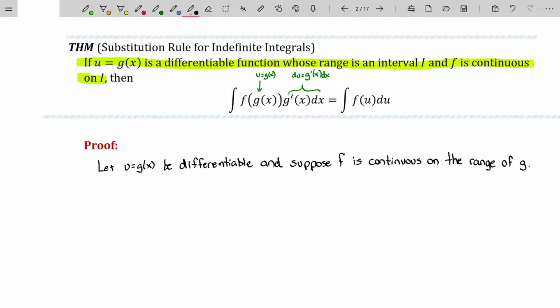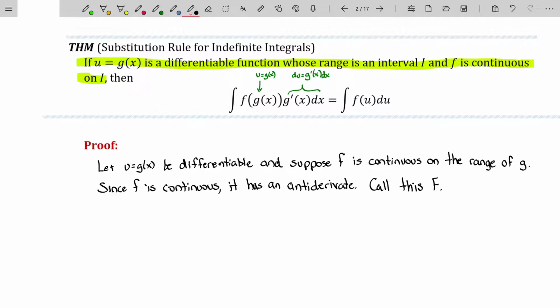And since I have the ability to pause the video and write things out, I just went ahead and wrote down our assumptions. We're going to let u equal g of x be a differentiable function, and we're going to suppose that f is continuous on the range of g. Well, since f is continuous, we can actually state that it has an antiderivative. We're going to go ahead and call this antiderivative capital F, just like we have been all along, which basically means that capital F prime is equal to little f. That is, the derivative of the antiderivative just becomes the regular old function again.